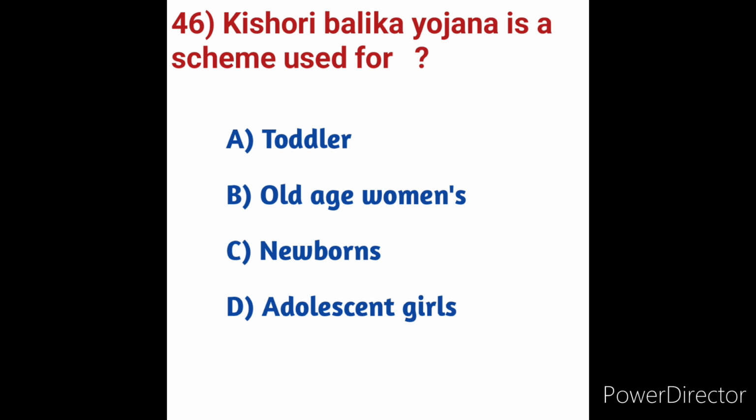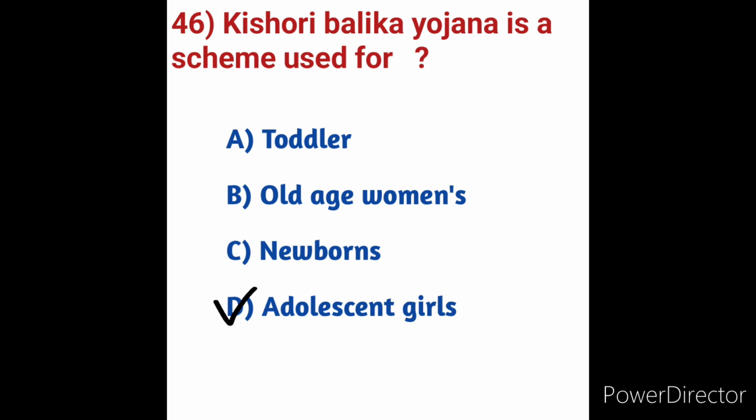It is viewed as a historical initiative for the development of adolescent girls. The program, through its intervention, aims at bringing about a difference in the lives of adolescent girls. So here in these options, the scheme is used for adolescent girls. Here option D is the correct answer.